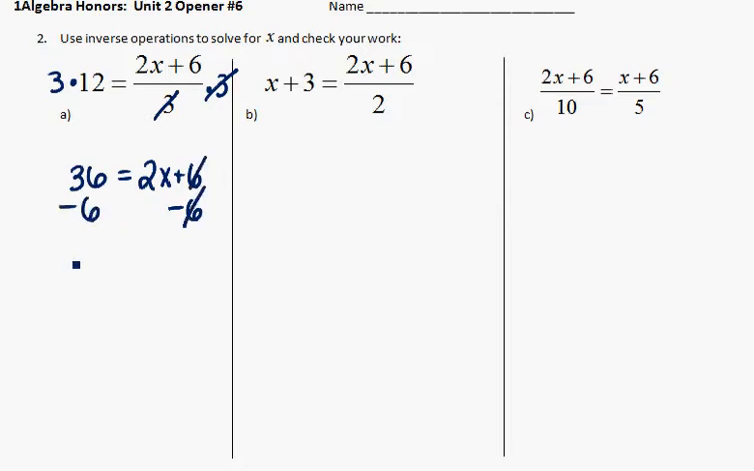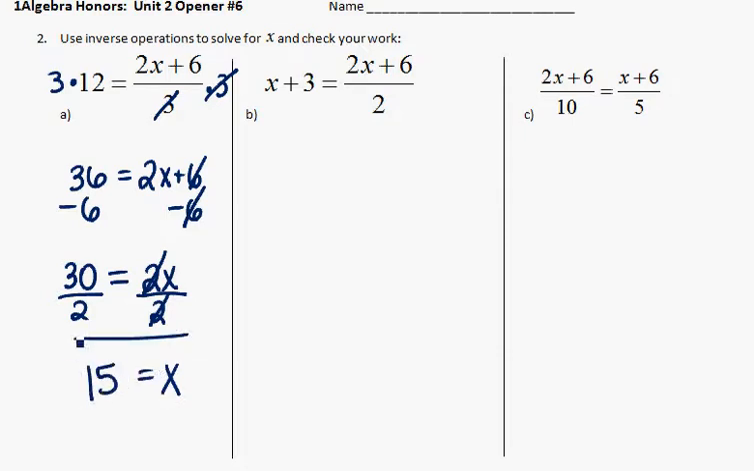On the left-hand side, I have 30 equals, on the right-hand side of the equal sign, I'm left with 2x. And finally, to get x by itself, the x is attached to the 2 by multiplication, so we'll do the inverse operation of multiplication and divide both sides by 2. 2 divided by 2 is just 1x, and then 30 divided by 2 is 15. So we see that we have a solution of x equals 15.